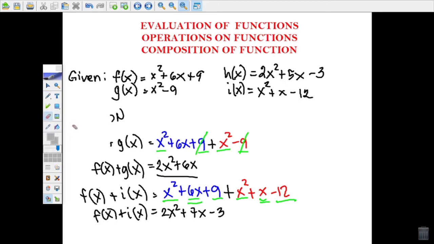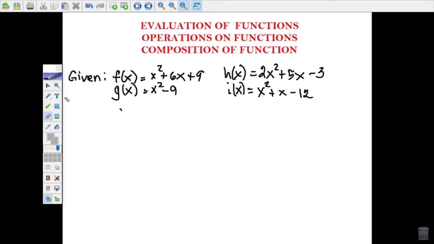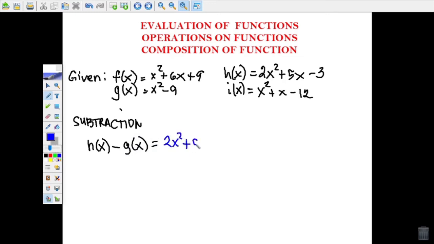How about subtraction? So, burahin ko na to ha. Okay, subtraction. Let's say we are asked to subtract h of x minus g of x. So, ang gagawin natin, again, kopyahin yung first function, h of x, which is si 2x squared plus 5x minus 3. Then, since minus yan, lagyan natin minus. Then, copy the g of x. Ang g of x ay x squared minus 9.